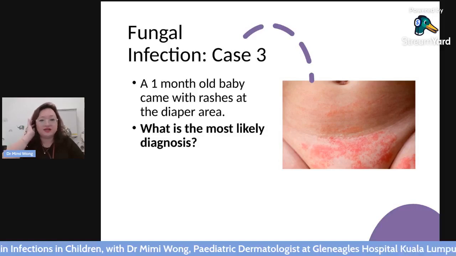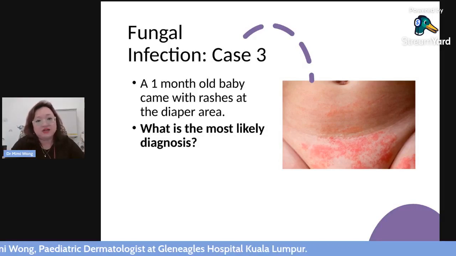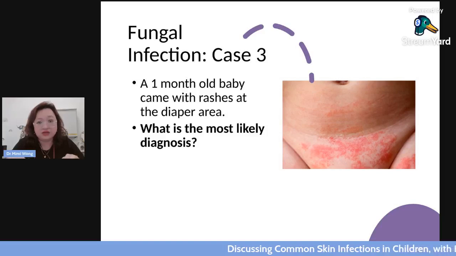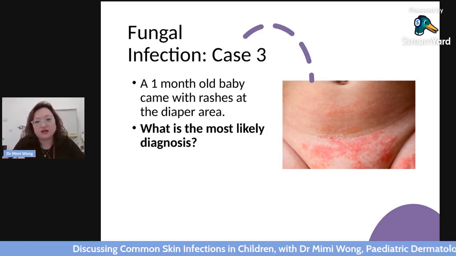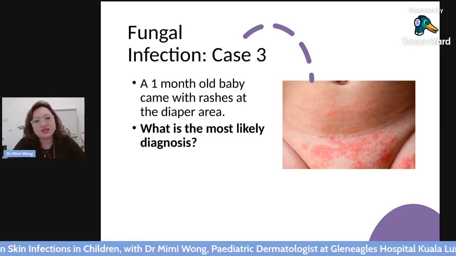Let's move on to case number 3, the fungal infections. We see it very often in a very small baby. This is a 1-month-old baby who came with rashes at the diaper areas, including the inguinal folds, these groin folds. And you can see a lot of these small little dots there. We call it satellite lesions. What do you think is the most likely diagnosis here?